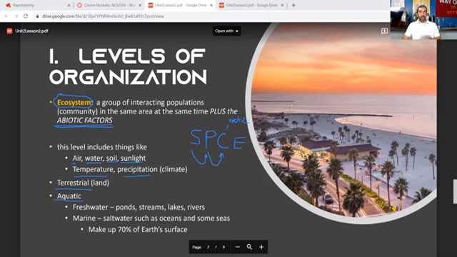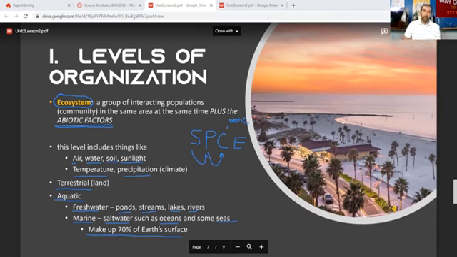Now, there are two different types of ecosystems that are aquatic. You have freshwater, which are your ponds, streams, lakes, and rivers. And then you have marine ecosystems, which are your salt waters, such as your oceans and some seas. The Mediterranean Sea has a high level of salt in it, just FYI. Your marine ecosystems do make up about 70 to 75% of your Earth's surface. And y'all should know that because the majority of Earth, when you look at it, is water.